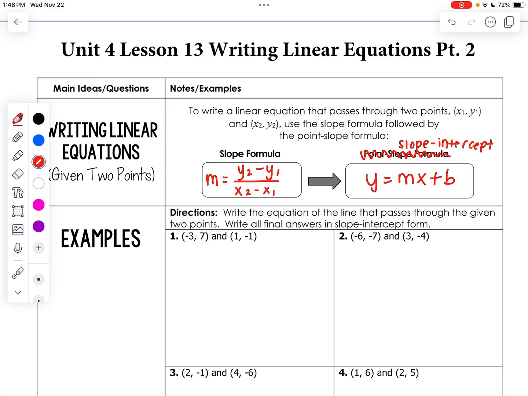Okay, writing linear equations, part 2. When we are writing linear equations, remember in the lesson above, we were given a point and a slope. This time we're given 2 points. So the first step is to find the slope. This is step 1. And then afterwards, we're going to do the same steps that we've already done. There's only one new step, and it's just finding the slope, which we've actually practiced before.